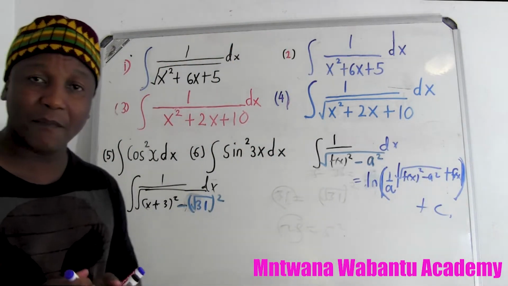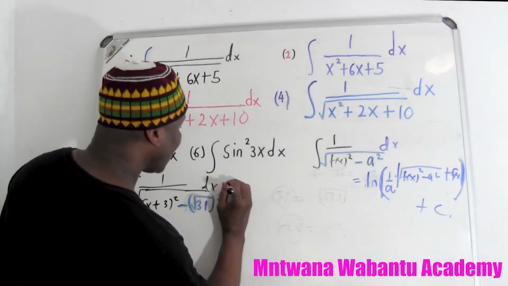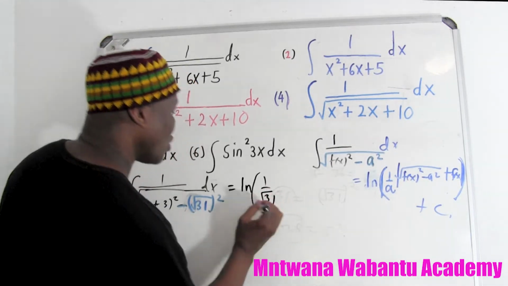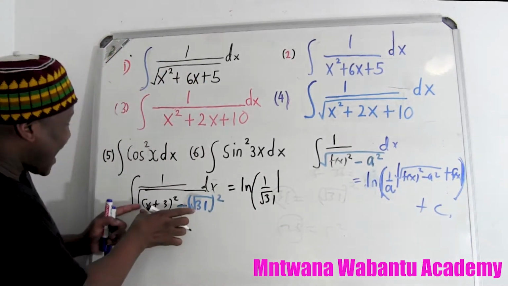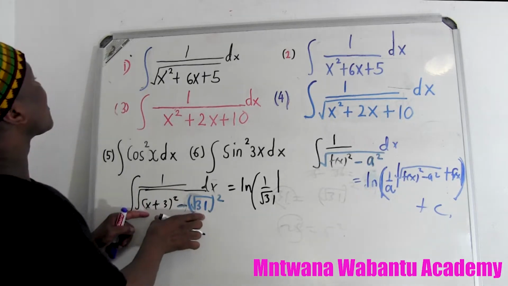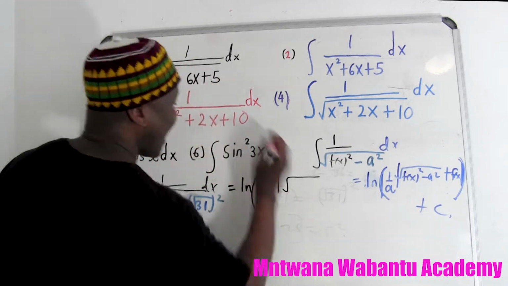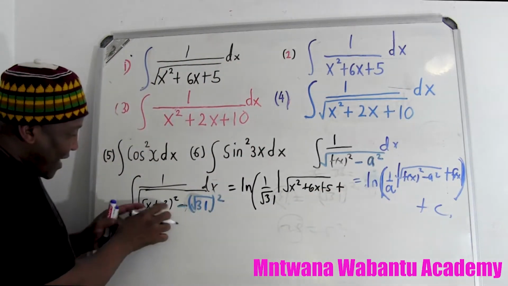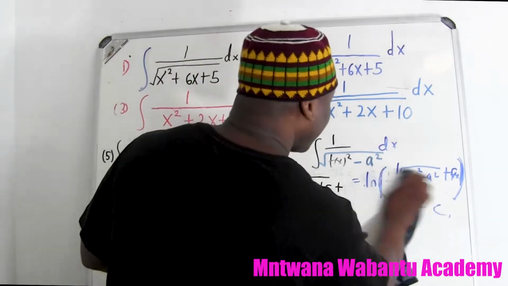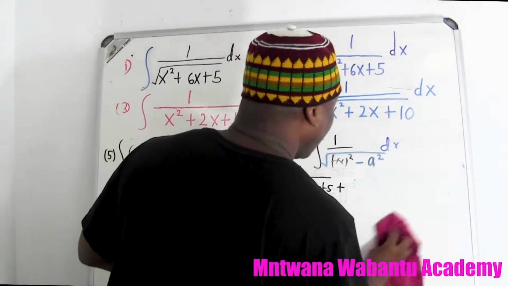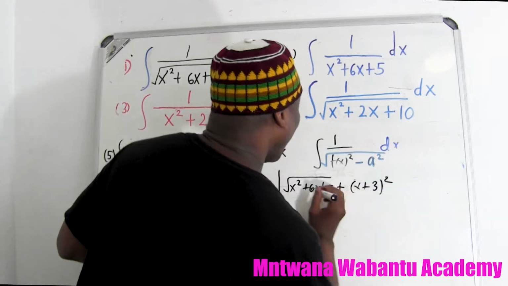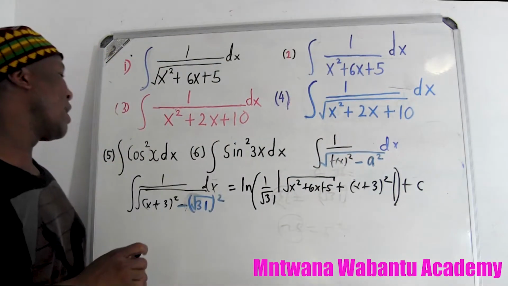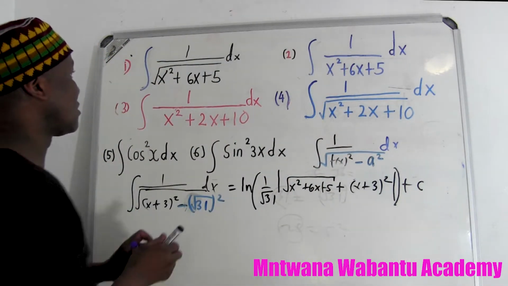So if you come here, we're going to use the same approach. This is going to be equal to ln, and then open the bracket, 1 over a. What is a? A equals square root of 31 with no square. Then I open my absolute value, and write exactly this one, which is the square root of x squared plus 6x plus 5. And then we plus only f of x, which is x plus 3, with no square. This one only stops here. Then you close your absolute value, close your bracket, plus c. Then we're done with that question.